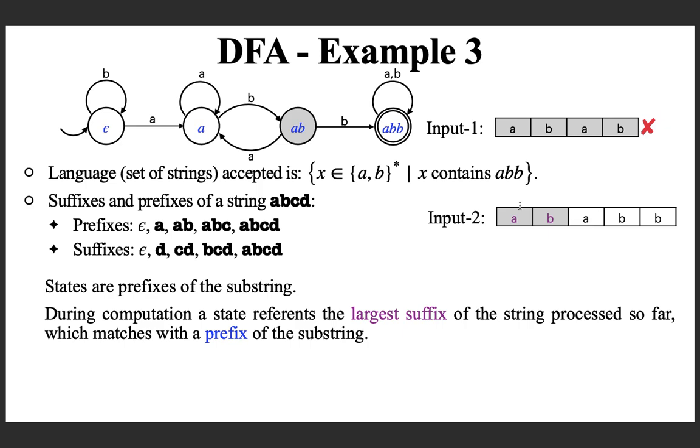And to make it more clear, suppose I process the next symbol, which is A. I will move back. See, I am here. Now, what is the string processed so far? ABA. And which are the suffixes? Epsilon, A, BA, ABA. Epsilon is a prefix of the substring, A is a prefix, but BA is not a prefix. So, the largest suffix which is a prefix is A only.